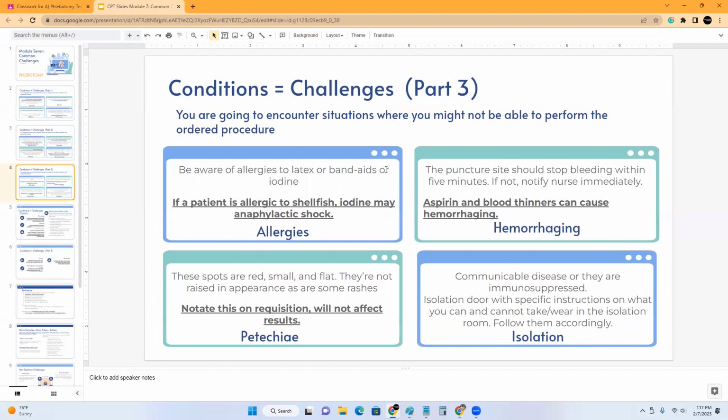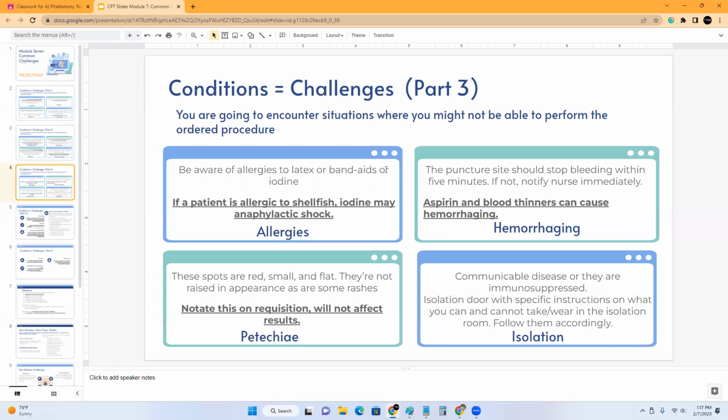Petechiae, these are little small red flat spots on the skin. They're not usually raised in appearance like rashes normally are. This is petechiae. Just notated on the requisition, it's not going to affect your actual blood draw.